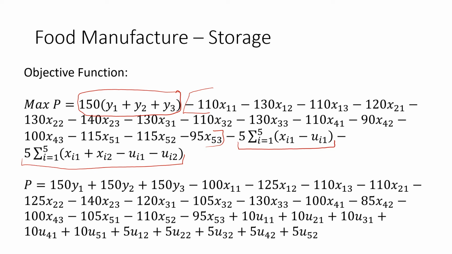Now we can just rewrite this whole thing, pulling together all of the variables, and we get this thing on the bottom which has all of the variables gathered together. So there's our objective function. Again, dealing with 33 variables.